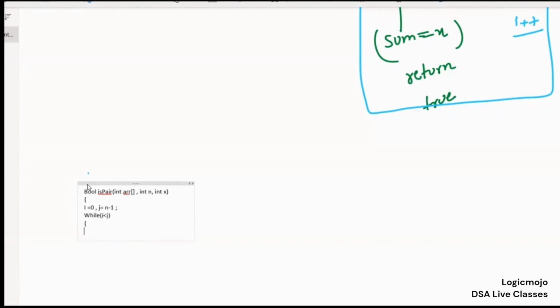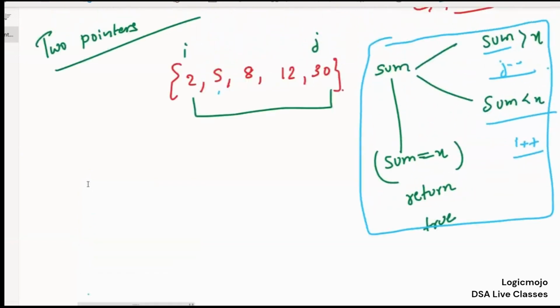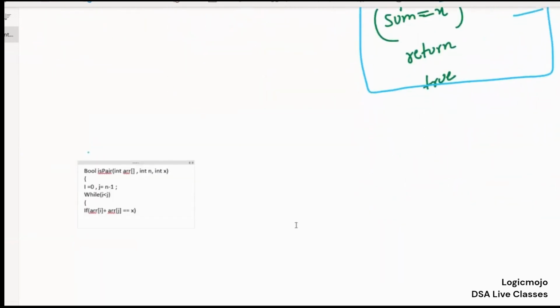Correct. So if our array of i plus array of j, if those two elements' sum is equal to x, that means we are at the third case. We just return true. Everything is good at our end. We have got the answer.